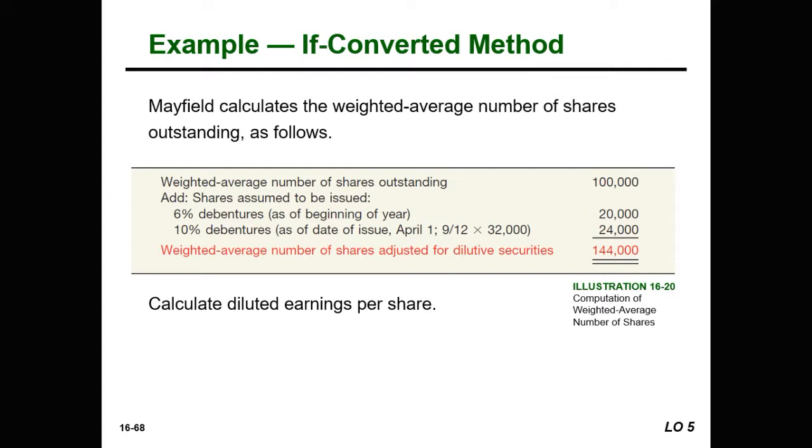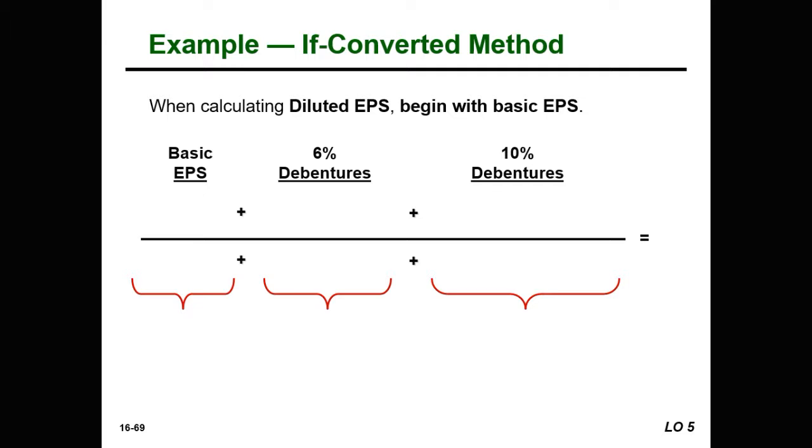Now we're going to calculate diluted earnings per share. We start with the net income of $210,000, and then we add $60,000 multiplied by 1 minus 0.40. That's our interest expense and its tax effect.